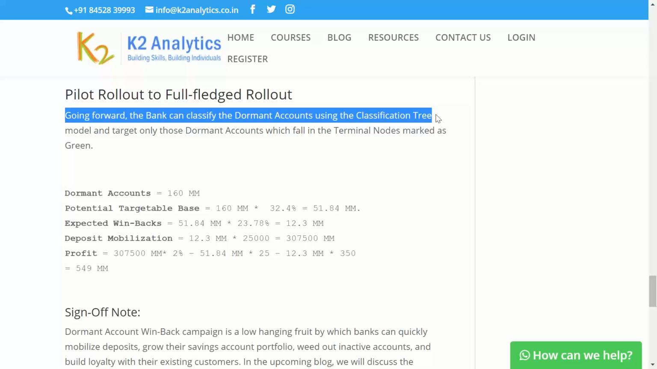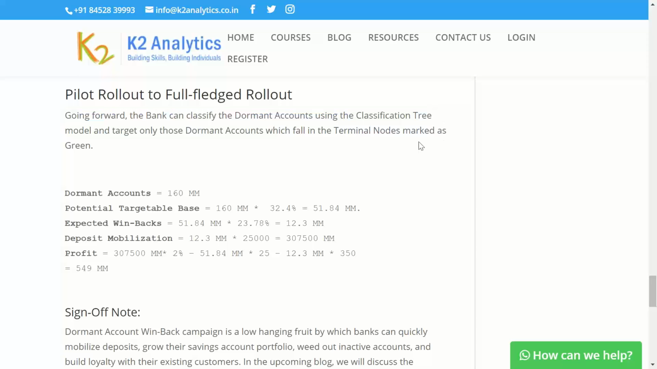clearly suggested there are certain profiles of customers who are more likely to convert, and there are certain profiles which are less likely. How do we get the profile? By navigating our path from the root node till the terminal node and seeing what all conditions to apply to find out whether a customer is more likely to get active or not.